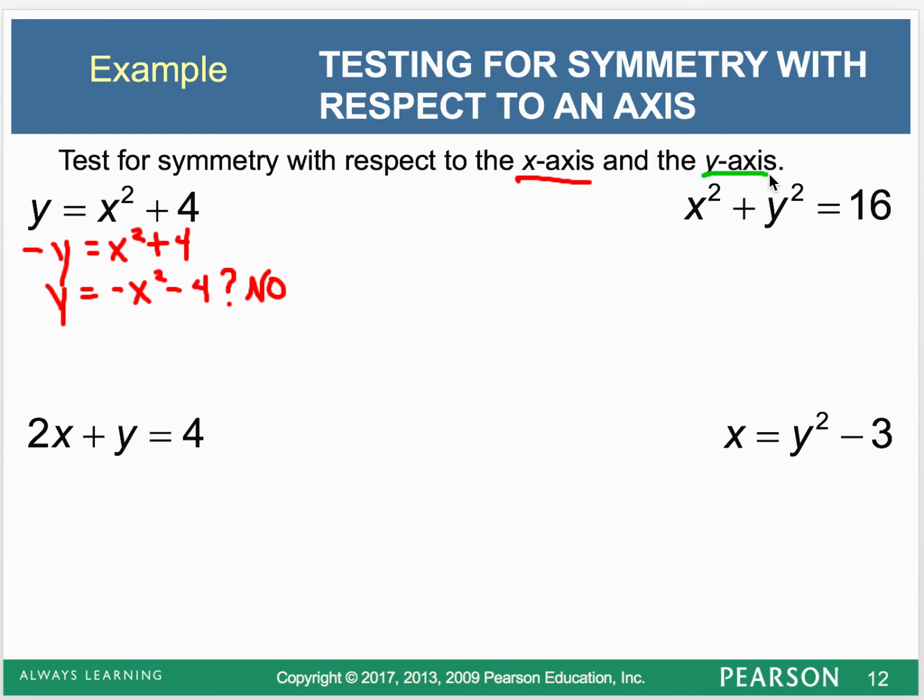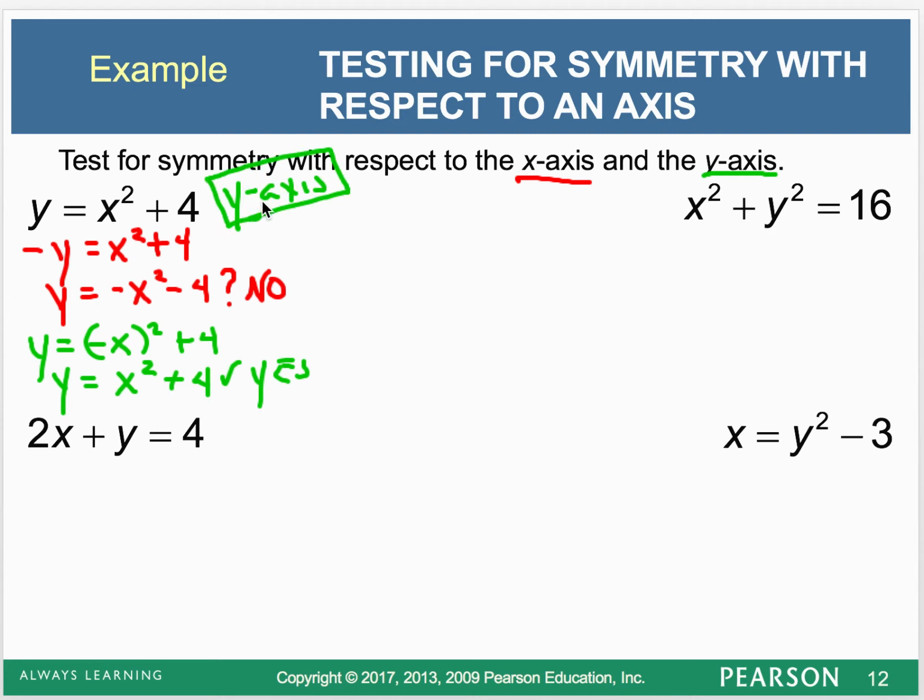Let's try y-axis. That means let's replace x with negative x, and then simplify and solve for y. So y equals, a negative squared is still x squared. Oh, that is the same thing. This one is symmetric with respect to the y-axis. So it has y-axis symmetry, but no x-axis symmetry. And by the way, it could have both, so I got to check both.